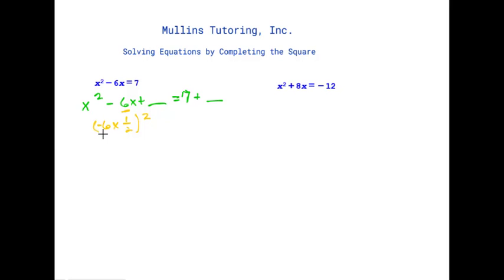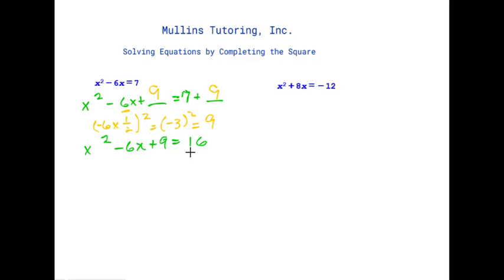We have half of -6 would be equal to -3 squared, which is equal to 9. So we're going to put 9 in here and on this side. So I have x squared minus 6x plus 9 is equal to 7 plus 9 is 16.